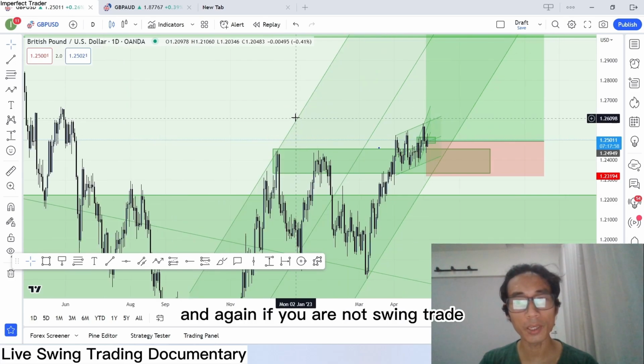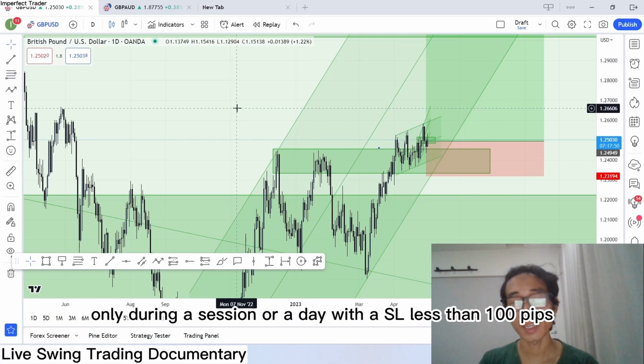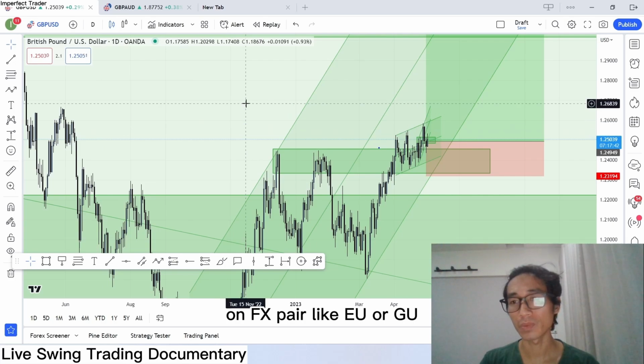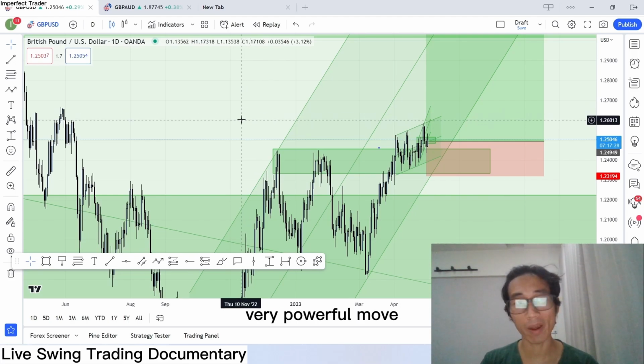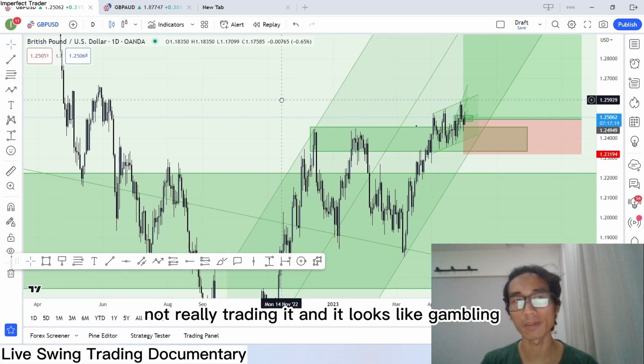And again, if you are not a swing trader and you are scalping and you trade only during a session or a day with a stop loss less than 100 pips on a forex pair like GU, you should never ever hold a trade during non-farm payroll or FOMC or CPI, because they are very powerful moves, and it's not really trading, it looks like gambling.